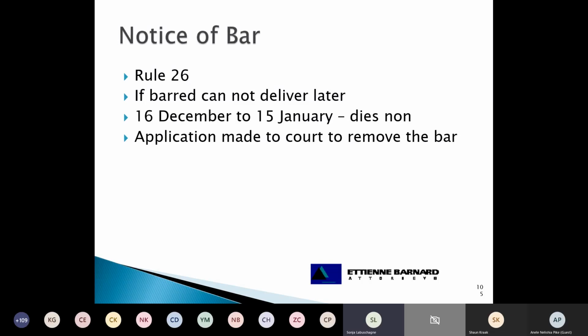Either ask the consent of the other party to do it later or make an application for court to remove the bar.